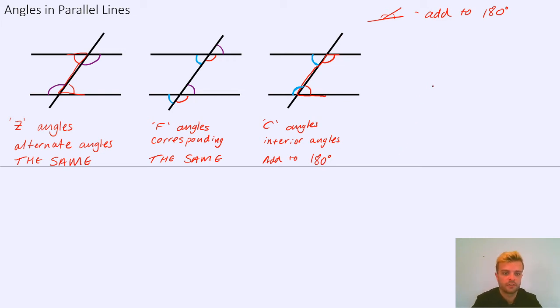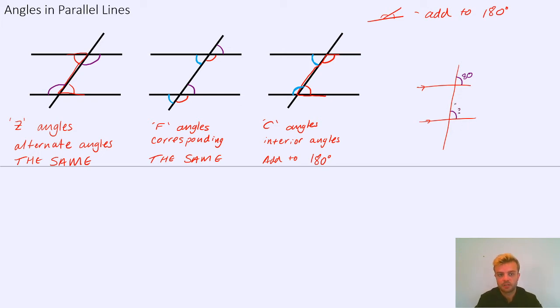Let's see if I can do you a little example. Here are some parallel lines, which I'll put little arrows on to show you that they're parallel. And there's a line that crosses them. I'm going to tell you that this angle up here is going to be 80. I want to know what this angle is.